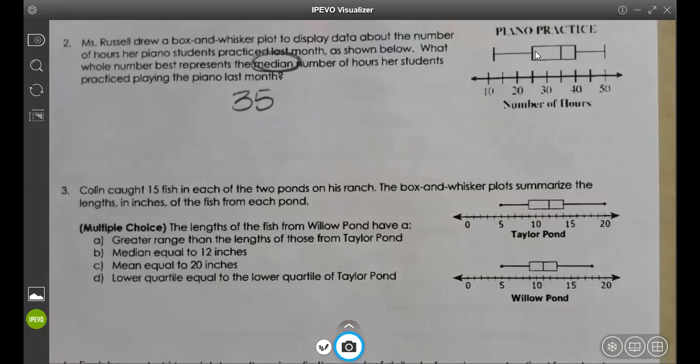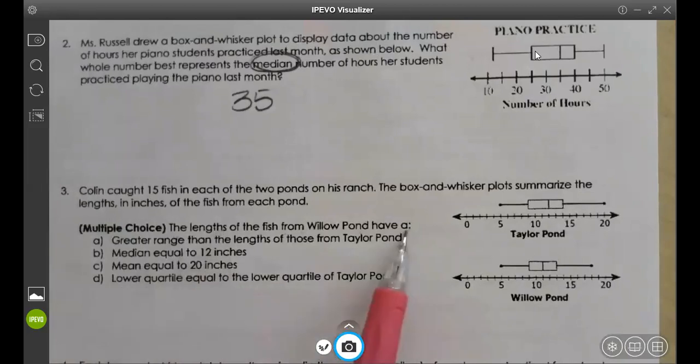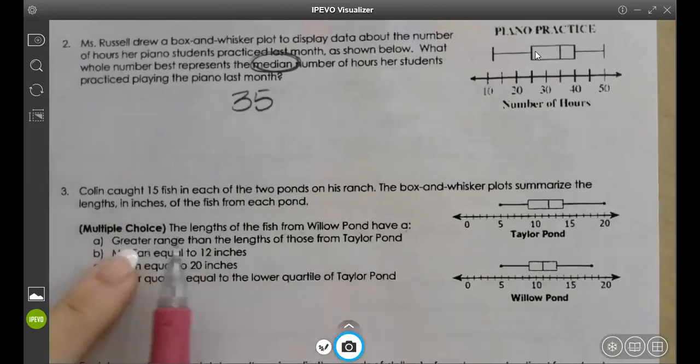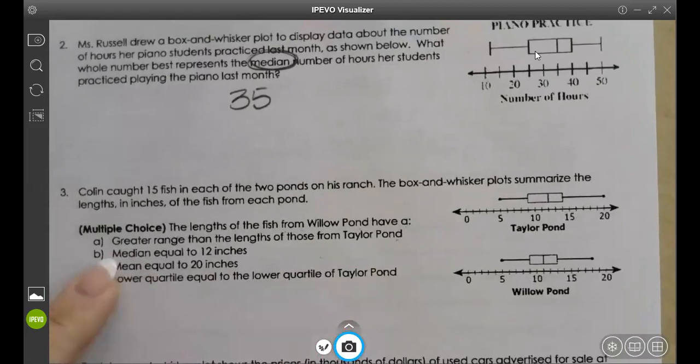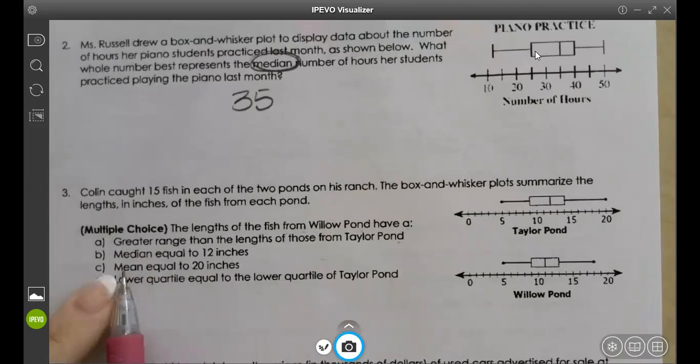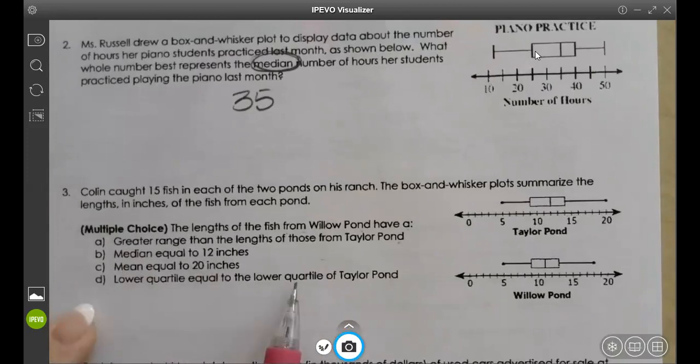Colin caught 15 fish in each of the 2 ponds on his ranch. The box and whisker plots summarize the lengths in inches of the fish from each pond. So Taylor Pond and Willow Pond. The lengths of the fish from Willow Pond have a what? Greater range than the lengths from Taylor Pond. Median equal to 12 inches. We'll look at all these in just a second. Mean equal to 20 inches, or lower quartile equal to the lower quartile of Taylor Pond.